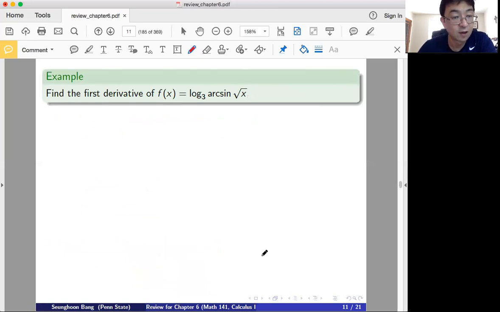Next one, find the first derivative of f of x equals log base 3 of arcsine of root x. So how can you find this one? So what's step 1? We can use this rule.